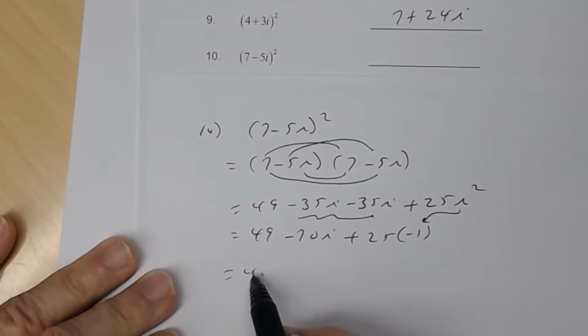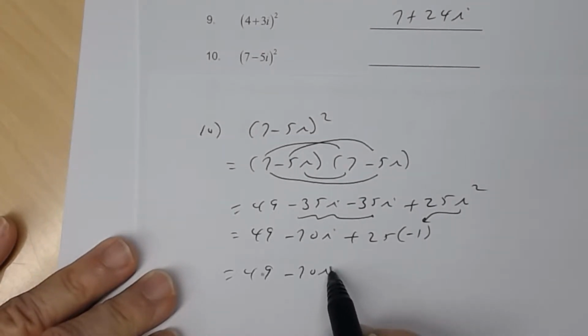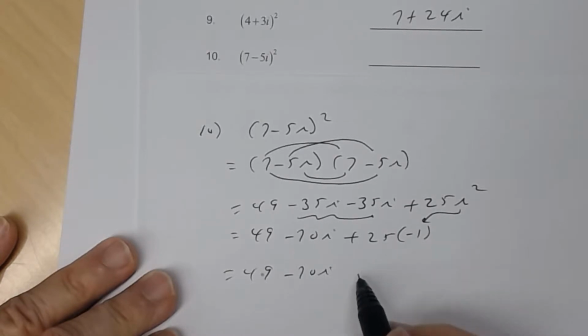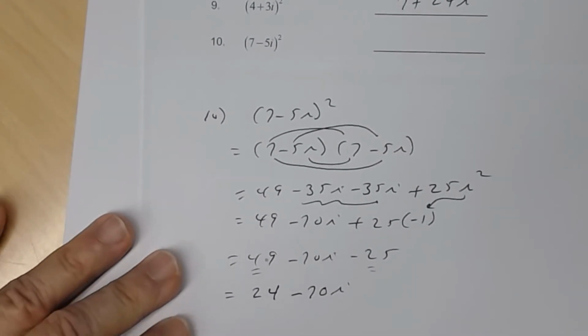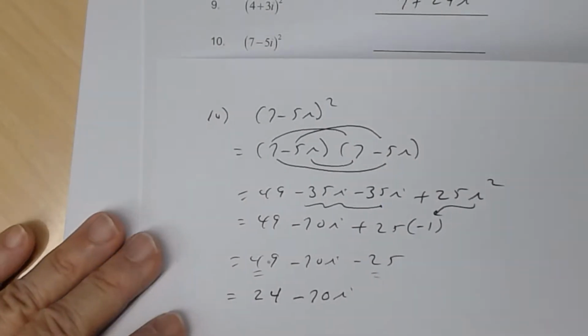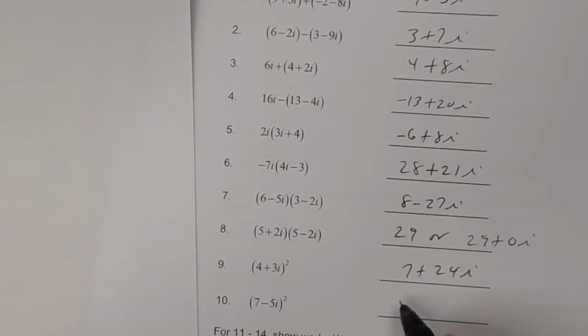So I get 49 minus 70i. A positive 25 times a negative 1 is a negative 25. And so I get 49 minus 25 is 24. And then minus 70i. So 24 minus 70i. So that's number 10.